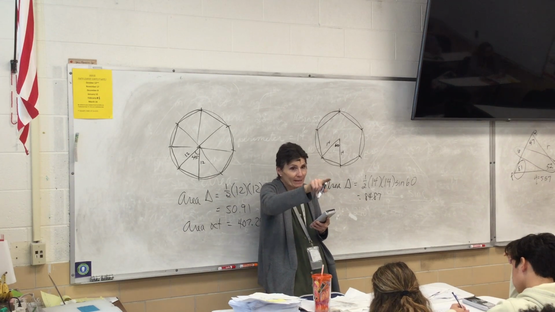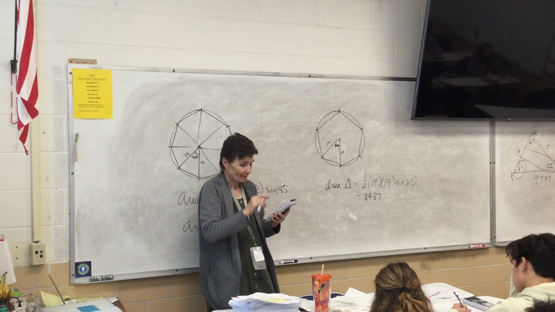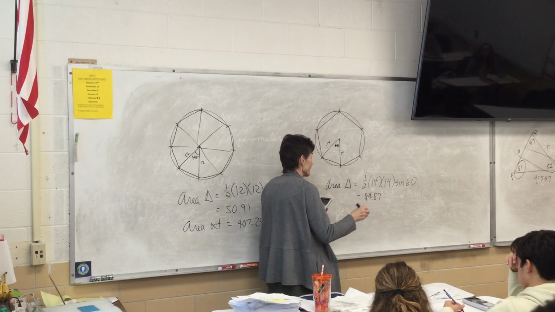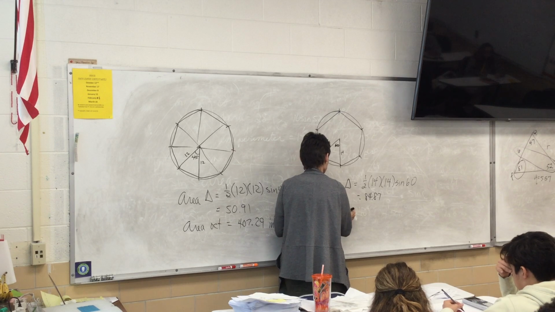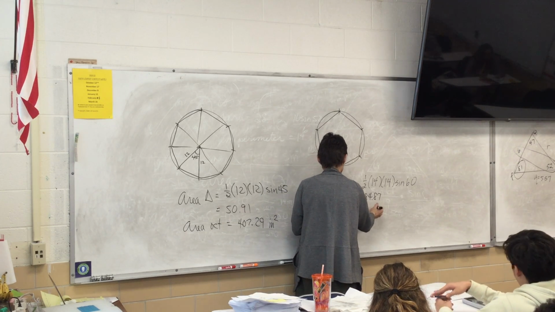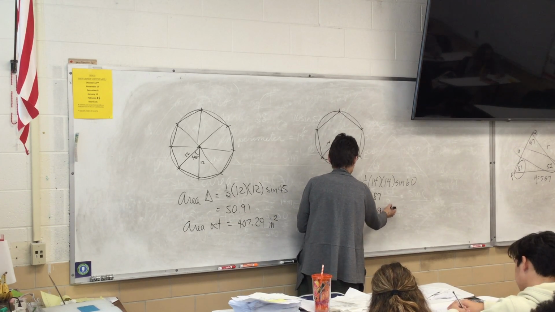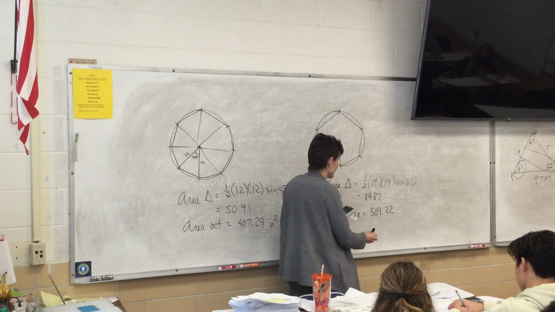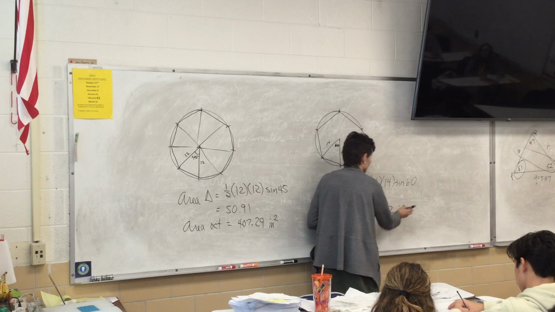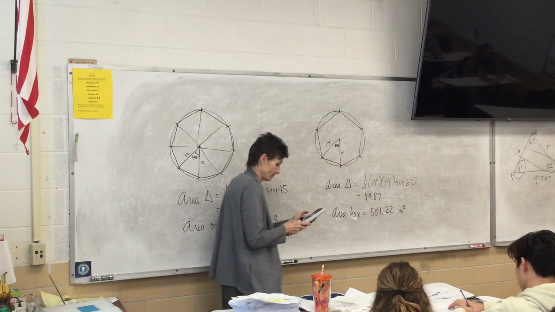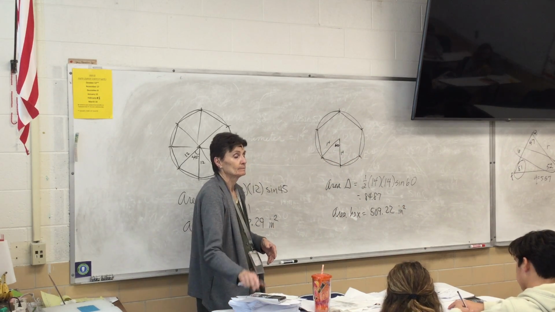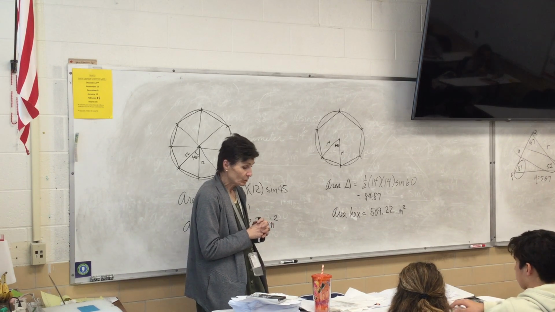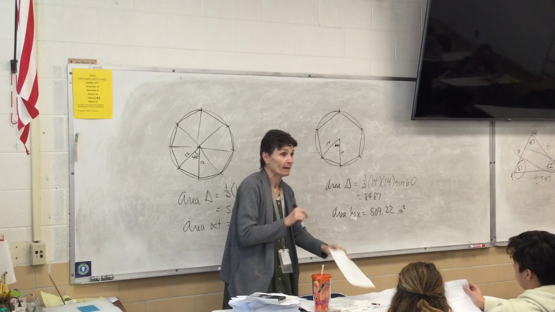Kylie, how do I get the hexagon? You multiply it by 6. By 6, that's exactly right. So just hit times 6 on your calculator. And the hexagon is 509.22. Is that one inches also? Yep, square inches. Okay, good on the regular polygon problems.